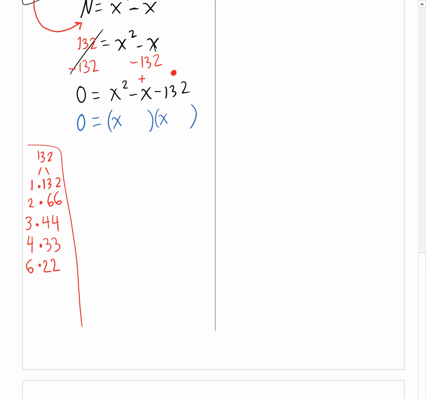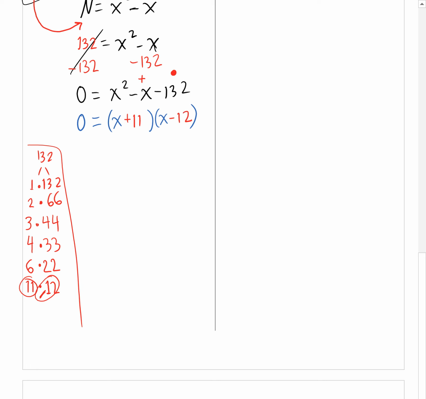Does 7 go in? No. Does 8 go in? No. 9? No. 10? No. I think 11 goes in 12 times. There it is. Those guys are 1 apart. Since I need them to add up to a negative, that means I need the larger of these guys to be negative. So it must be positive 11 and negative 12. There we go. So a plus 11 and a minus 12. Those must be the winners.